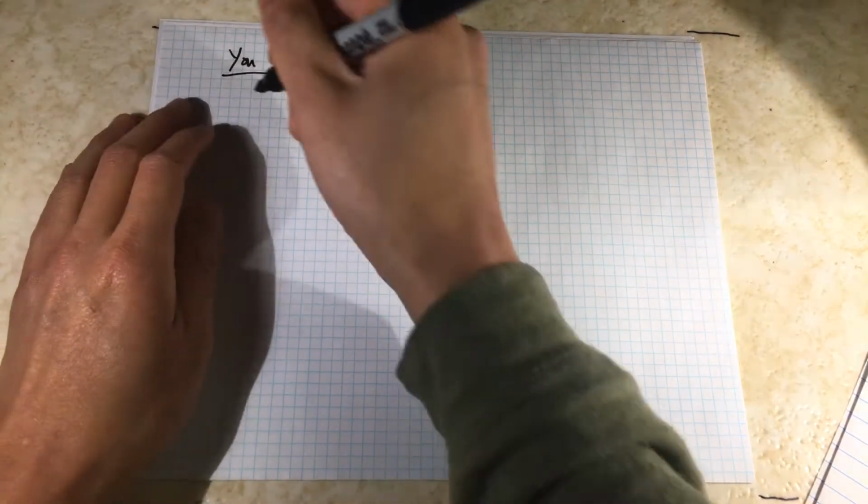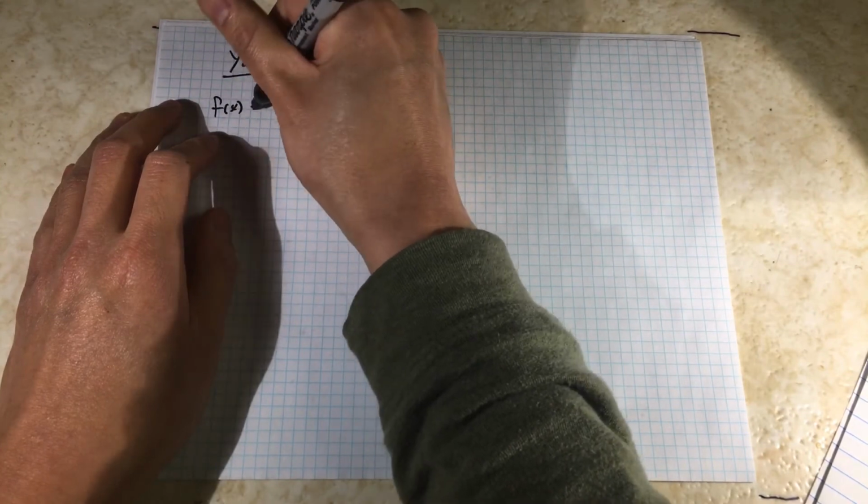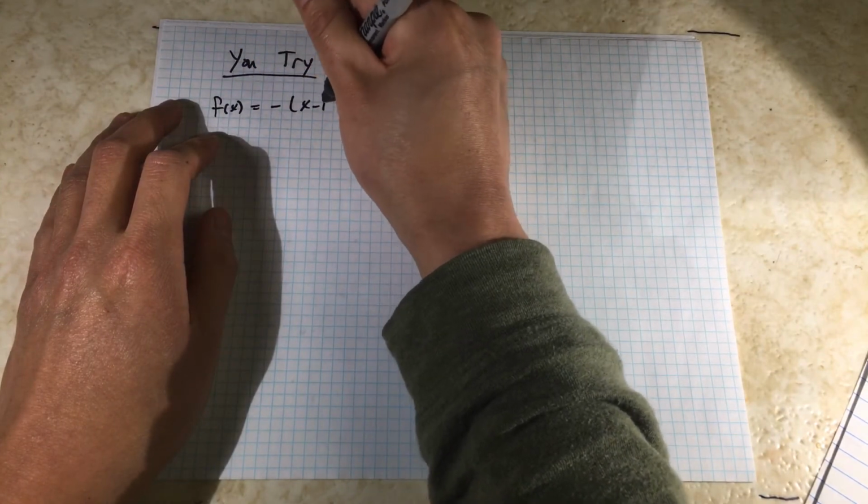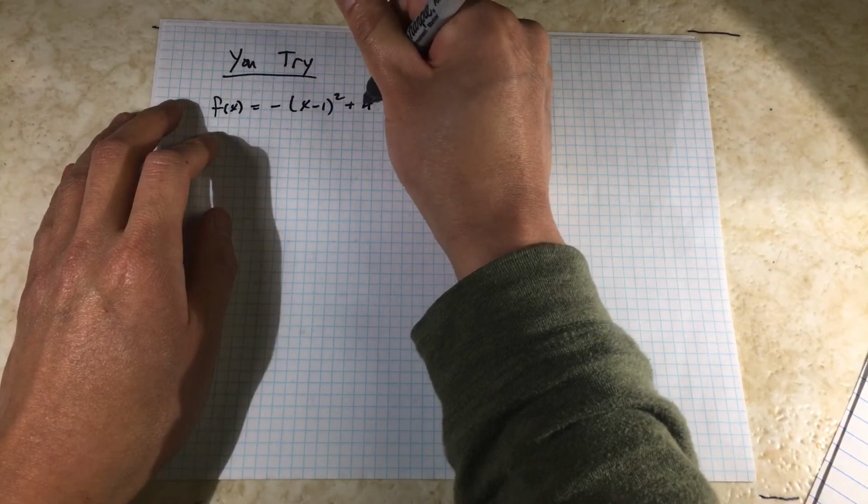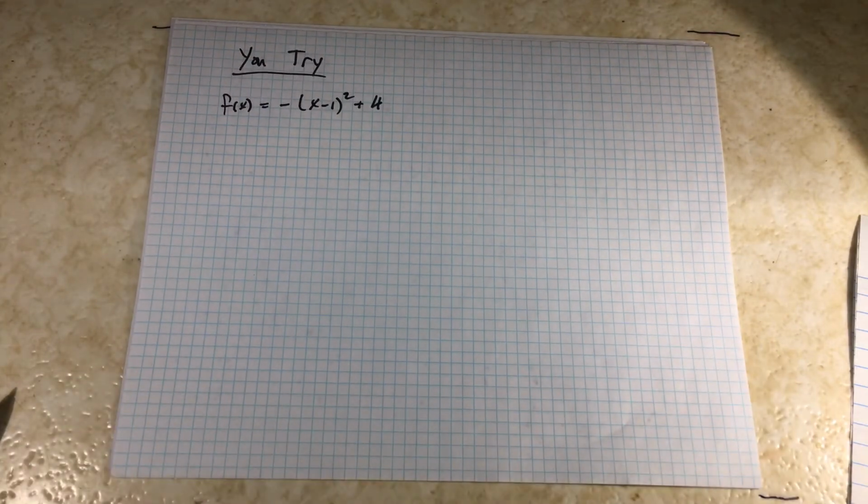The one I want you to try is this one. f of x is equal to negative (x minus 1) squared plus 4. The first thing you need to do is figure out if there's a vertical reflection, then figure out if it's vertically stretching or compressing, and then figure out if it's being shifted to the right or left or up and down. I'll give you a 3 count. You can pause it and try to do it yourself. Otherwise, after a count of 3, I'm going to do it myself.